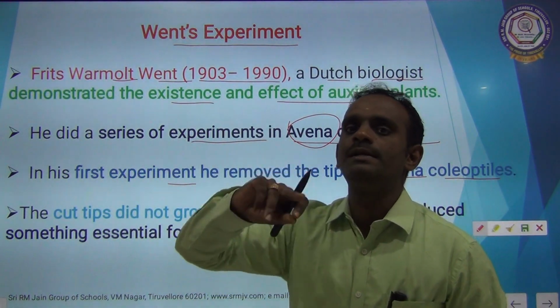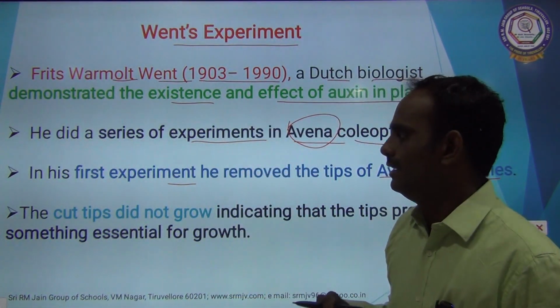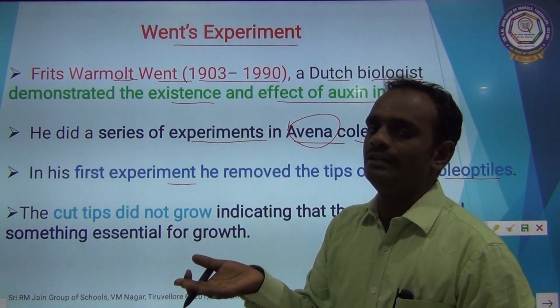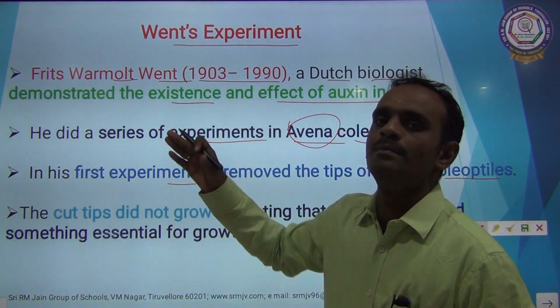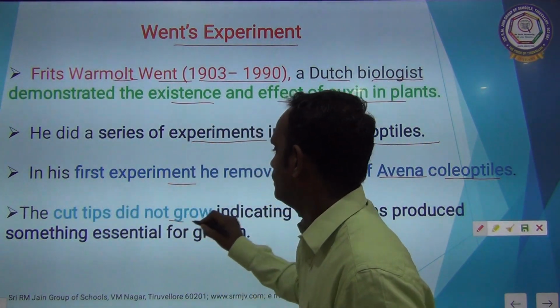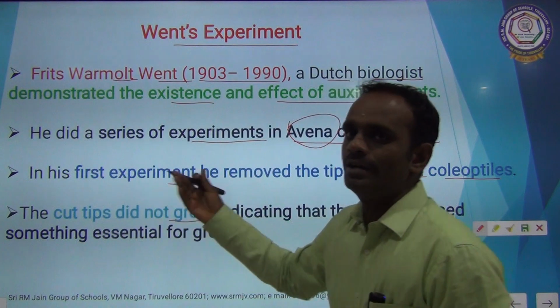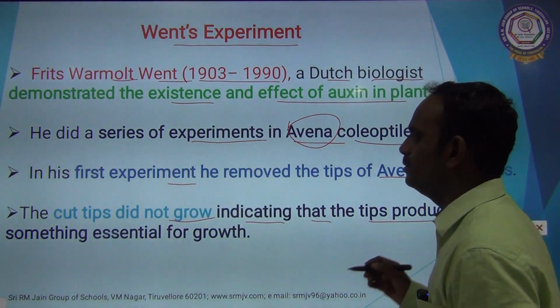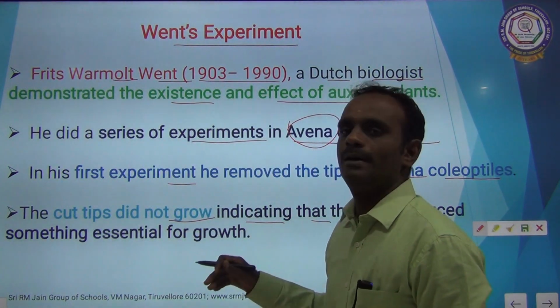Initially, he cut the tip of the Avena coleoptile, and once the tip is removed, the plant will not grow. The cut tip did not grow, indicating that the tip produces something essential for growth.